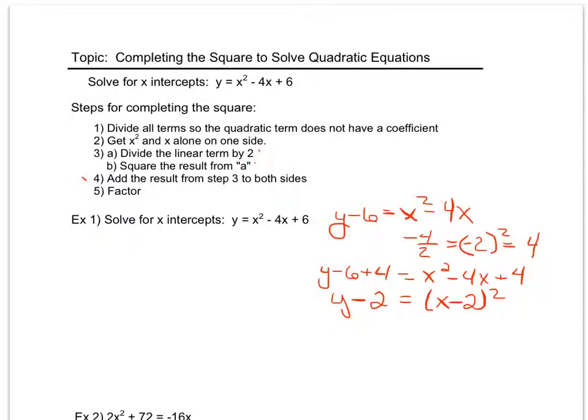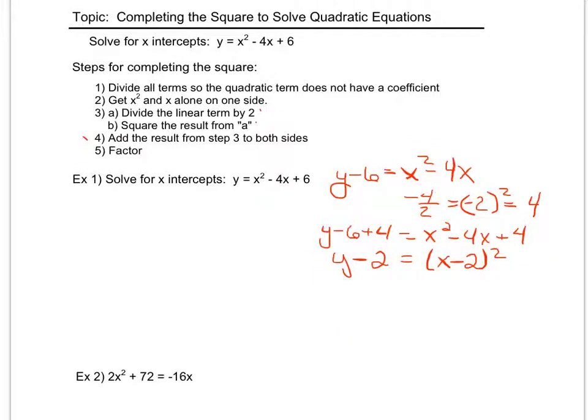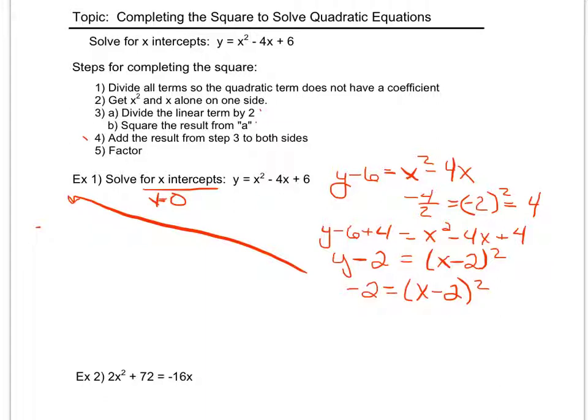If I now wanted to solve this problem, I could go ahead and plug 0 in for y, because I know when I have an x-intercept, that means y equals 0, giving me -2 equals x minus 2 squared. From here, I can take the square root of both sides, remembering my plus or minus. Now I'm going to bring this over here so I have more room to solve. So I have -2 equals x minus 2 squared.